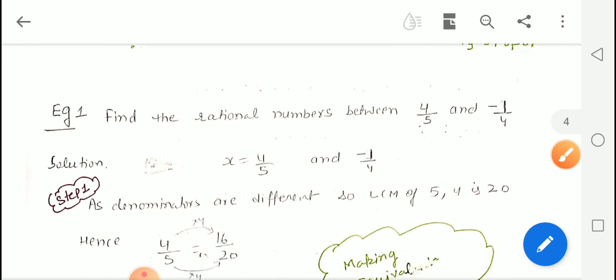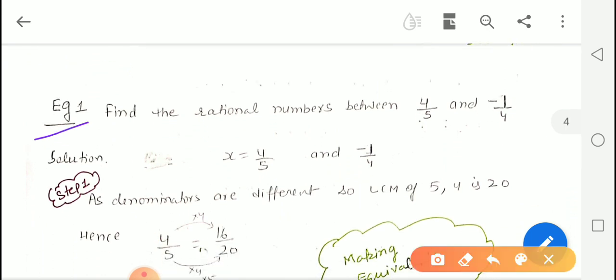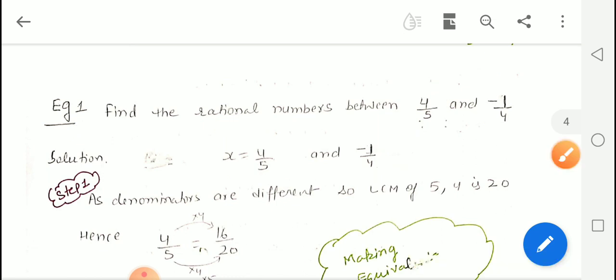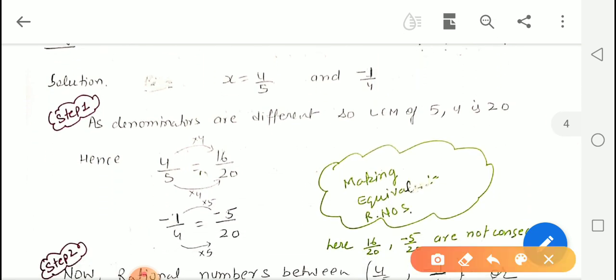Here is example 1. We have to find the rational numbers between 4 by 5 and negative 1 by 4. Here x is 4 by 5 and y is negative 1 by 4. So our step 1: we see the denominators are not the same, so first we take the LCM of the denominators 5 and 4. The LCM of 5 and 4 is 20.